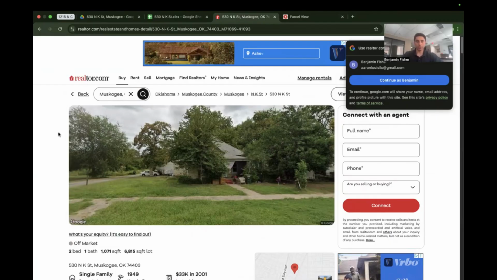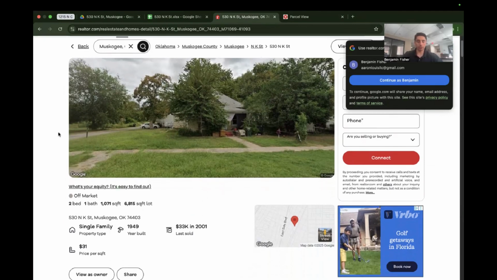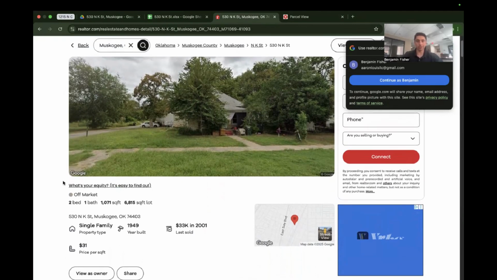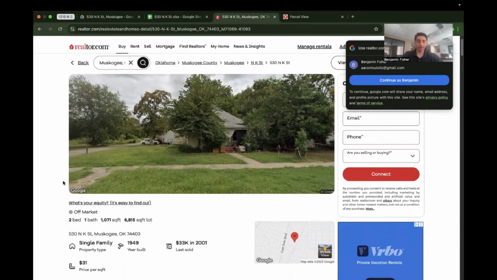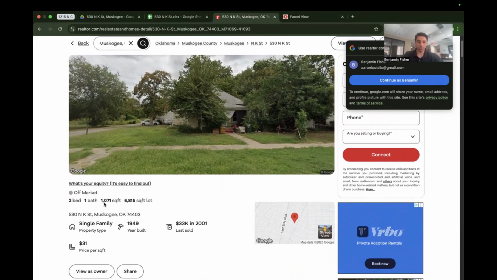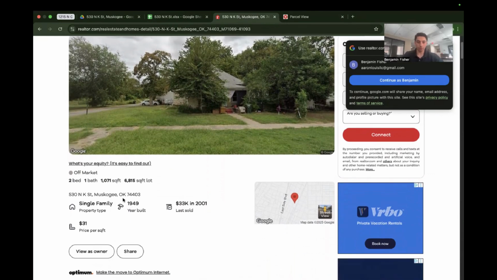Okay, so an agent that's looking out for me sent me this property here in Muskogee. He said it's going to be coming on the market next week. It's going to be listed for 30K. It's a 2-1, 1,071 square foot, built in 1949.